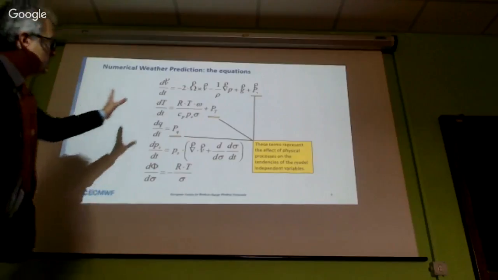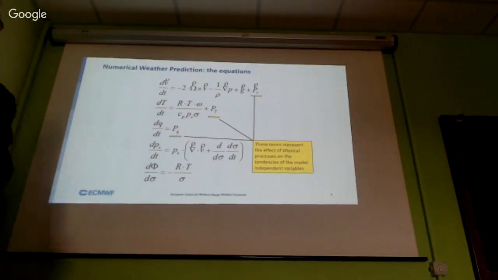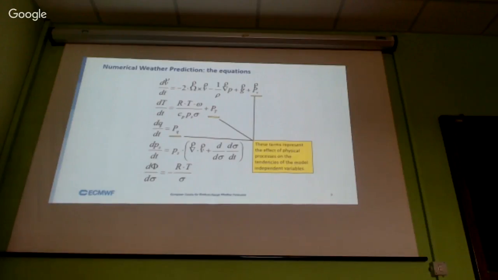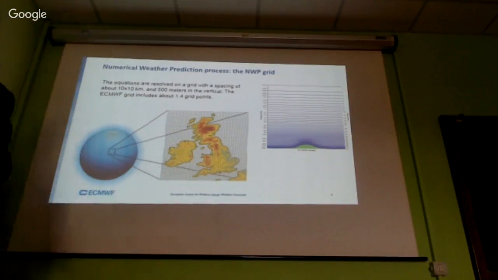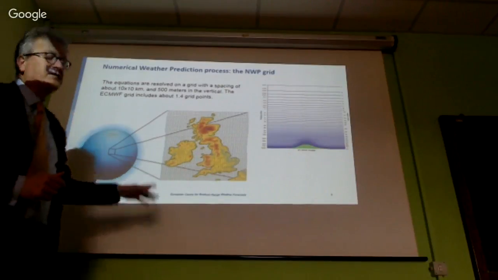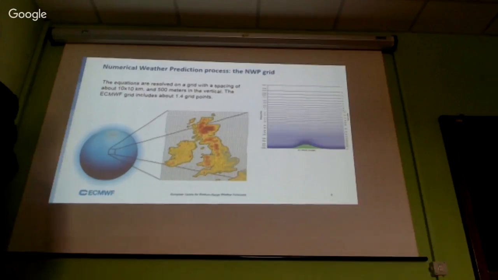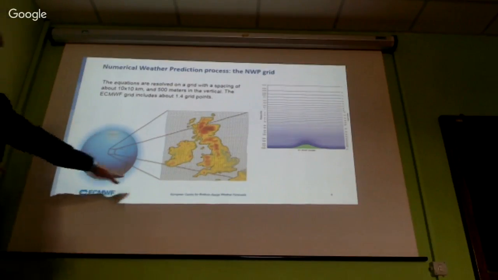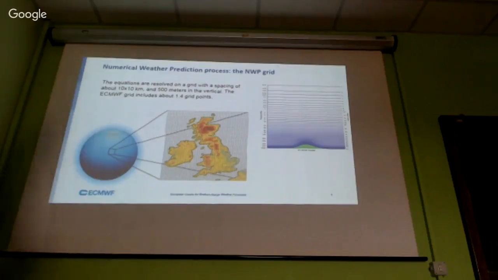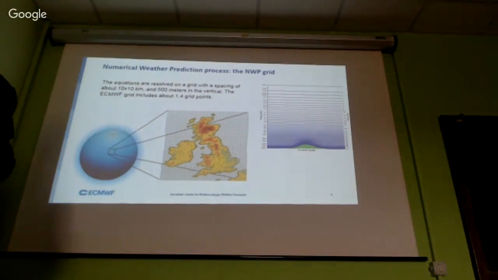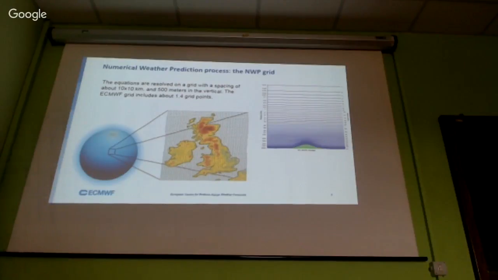Second point I want to make is that we are integrating the equations of motion of fluids, and the way we are integrating them is numerically, by solving them on a grid. The grid has a mesh, which is finite. It's 9 kilometers for the high resolution, 18 kilometers for the ensemble system. It covers the whole globe, and in the vertical, it has 91 layers in the ensemble and 137 layers in the high resolution system.